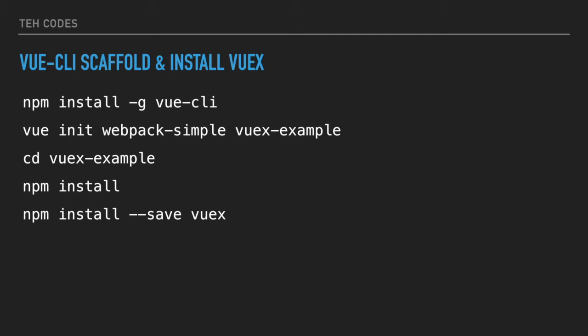npm install the Vue CLI, so it's available anywhere in your system. You may or may not want to have it available everywhere. We are using the new Vue CLI tool to init a new project called vuex-example, which will create a directory in your current folder called vuex-example, and it will base it on this webpack-simple template. We cd into this directory, npm install, and then we'll also install Vuex.